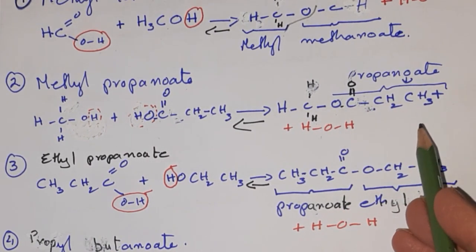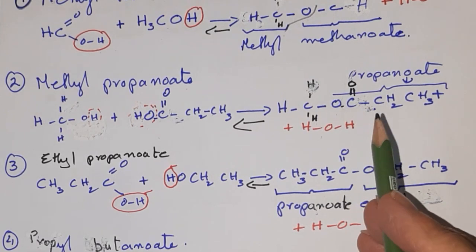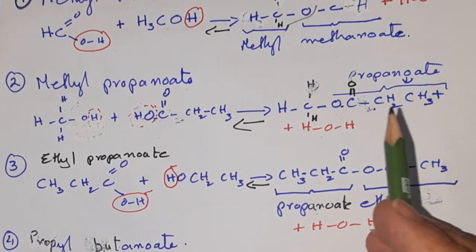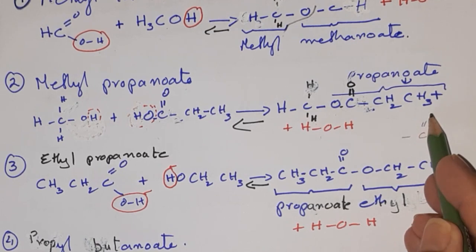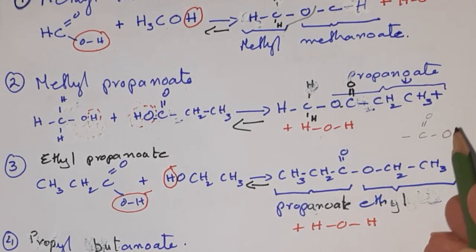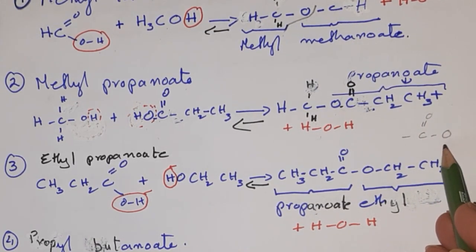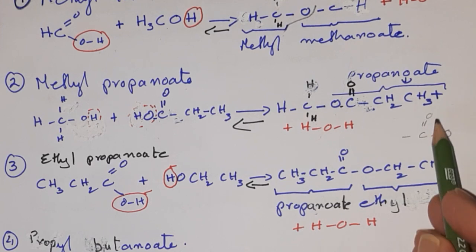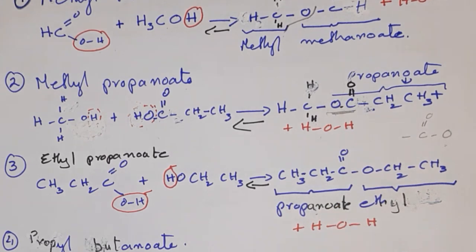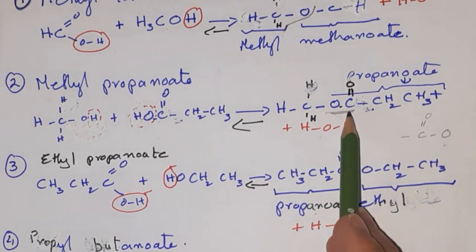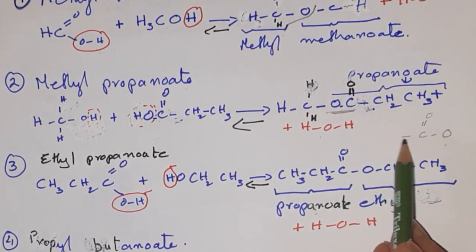Initially, you remember that we have written the functional group of the ester like this, C double bond O and O. Now this O actually comes from the alcohol and this part forms from the carboxylic acid. So here this is actually the functional group. You can see the similarity.